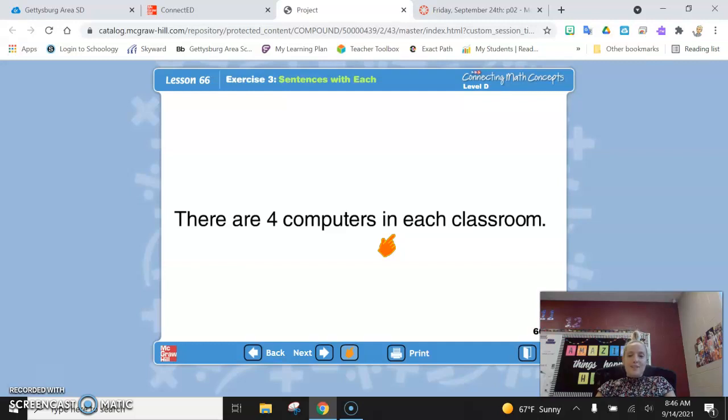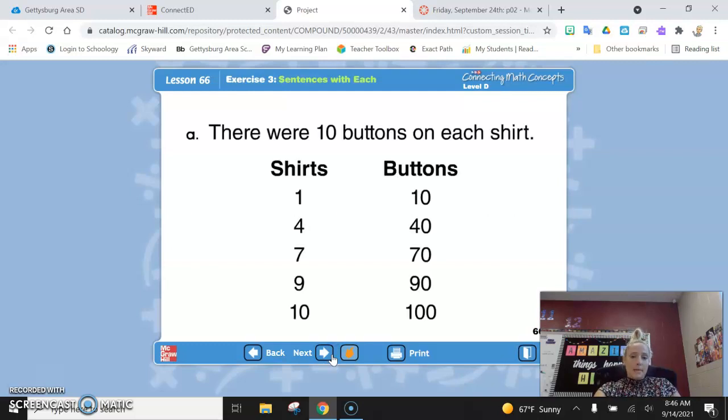All right, guys, you should be done with workbook part 3. Let's check your answers. The problem was there were 10 buttons on each shirt. So on one shirt, 10 buttons. That means for every shirt, you're multiplying by 10. So 1 times 10 is 10. 4 shirts times 10 would be 40. 7 shirts times 10 would be 70. 9 shirts times 10 would be 90. And 10 shirts times 10 would be 100. Check your work.